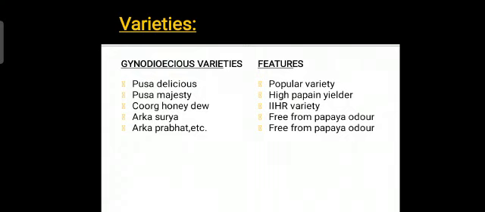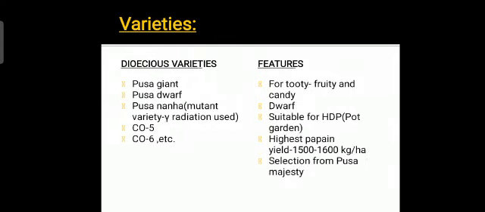Varieties. Gynodioecious varieties of papaya. Pusa Delicious, which is a popular variety. Pusa Majesty, which is a high papain yielder. Kurk Honeydew, which is an IIHR Bangalore variety. Arka Surya, which is free from papaya odor, and Arka Prabhat, which is free from papaya odor as well.